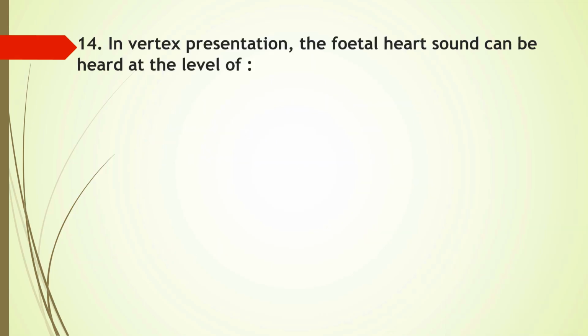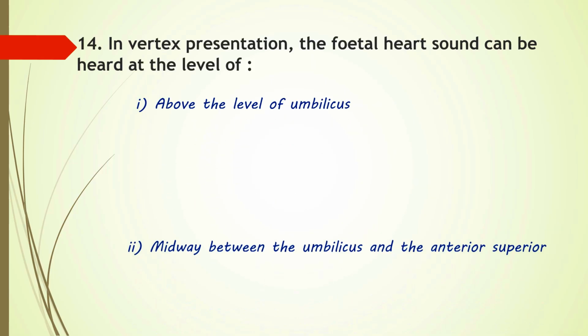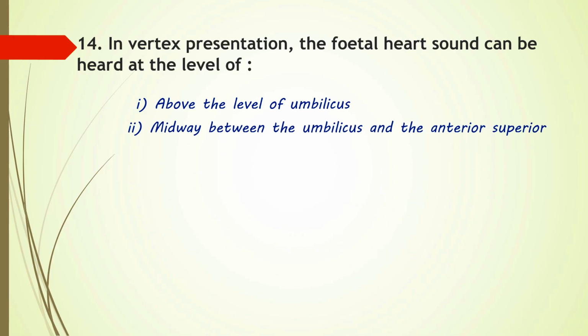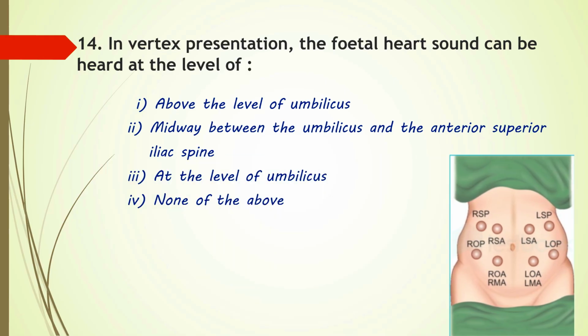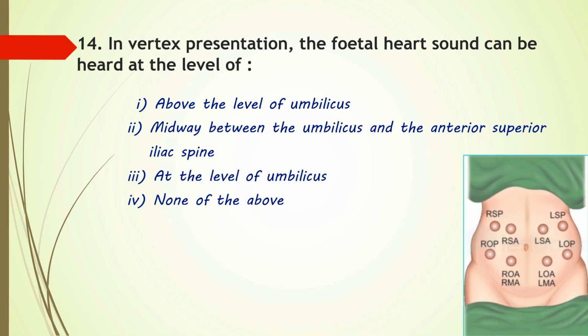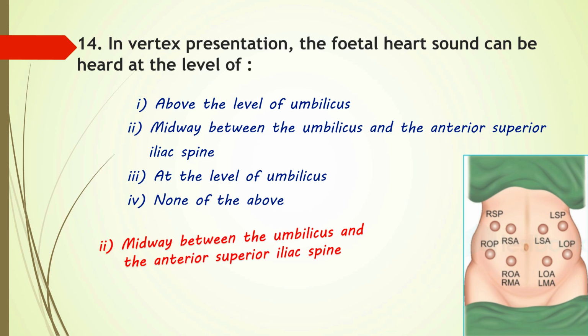Question number 14. In vertex presentation, the fetal heart sound can be heard at the level of. Options are above the level of umbilicus. Option 2, midway between the umbilicus and the anterior superior iliac spine. Option 3, at the level of the umbilicus. Or option 4, none of the above. Yes, in a vertex presentation, the fetal heart sounds are heard through the baby's back, typically below the maternal umbilicus, and normally midway between the umbilicus and the anterior superior iliac spine. So here option 2 is the correct answer.